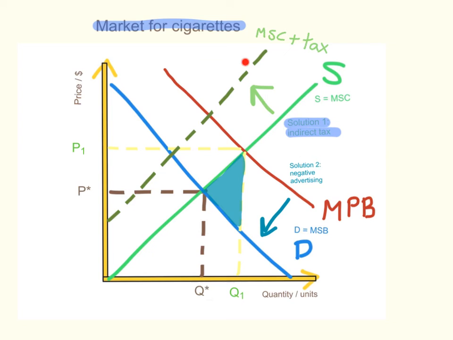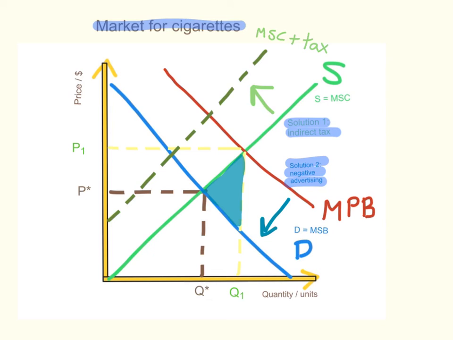This targets the supply side of cigarettes. Solution two, which is negative advertising, targets the demand side. So it shifts the marginal private benefit curve downwards to this point where it becomes the marginal social benefit curve. So here, this targets the demand side. And this is the solution of negative advertising, solution number two.